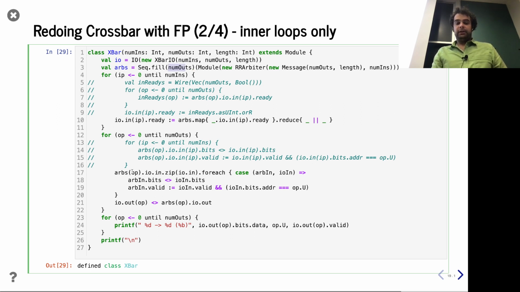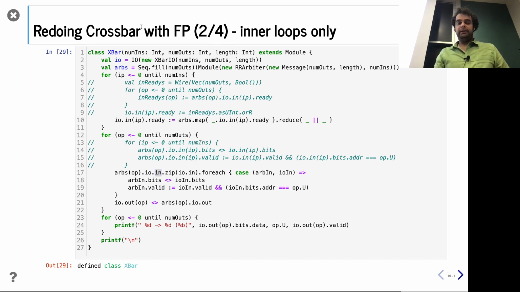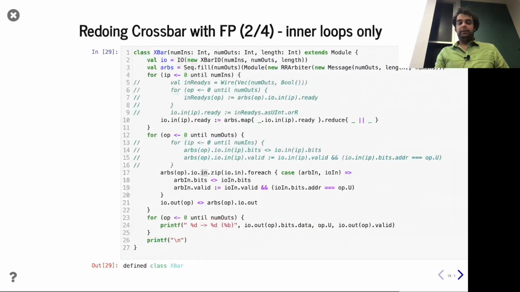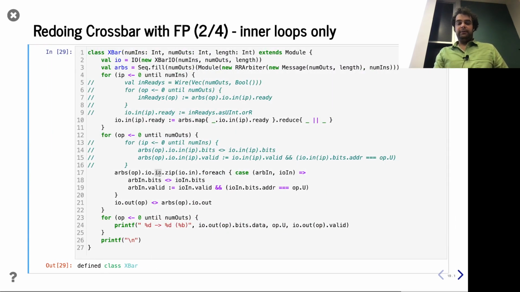Okay, so now we are grabbing the arbiter associated with this output port, going into its I/O, specifically its infield, which if you go back a slide, the infield is a Vec of this flipped, or no, the coupled message. So we're going to go into the infield. So now we have a Vec from one arbiter, and we're going to zip it with the infield to this module, right? So this is the inputs to that one particular arbiter, which is a module instantiated inside this module.